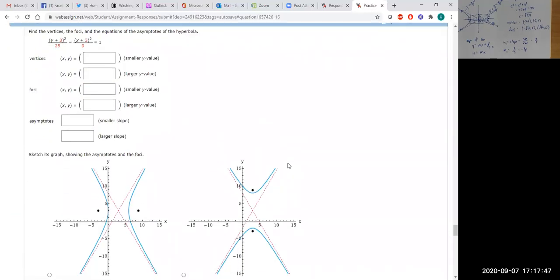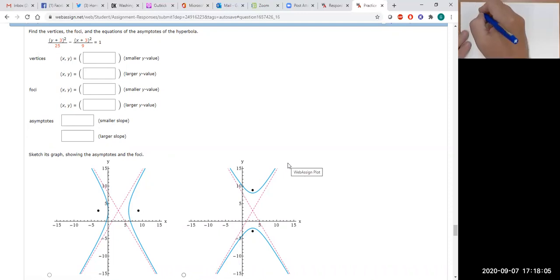All right, here's another one. So it's going right down the equation of the hyperbola. See if we can figure everything out. Y plus 3 quantity squared over 25 minus x plus 3 quantity squared over 9 equals 1.